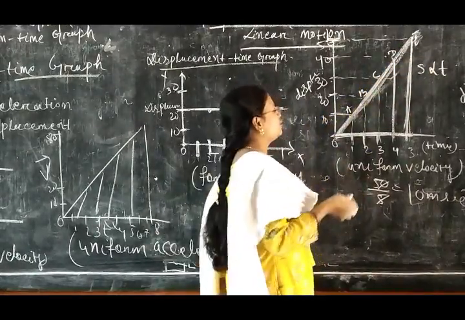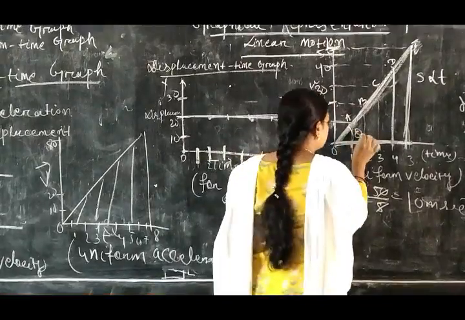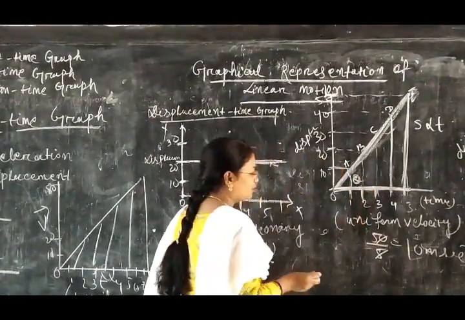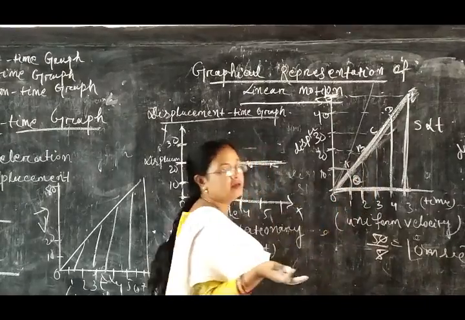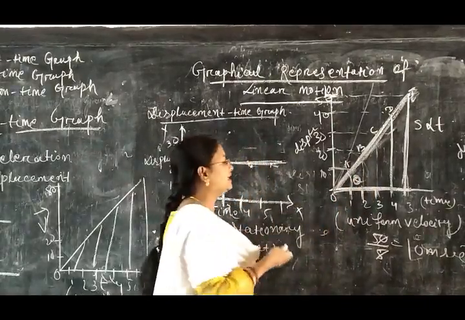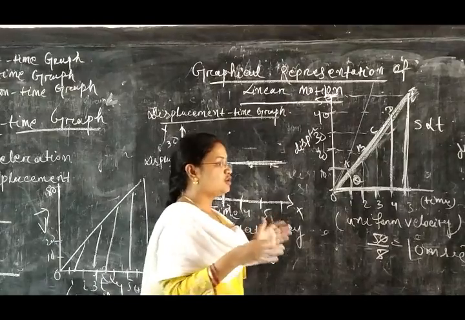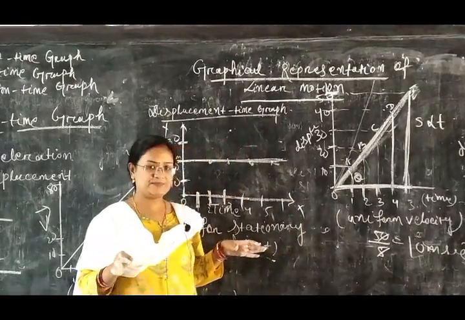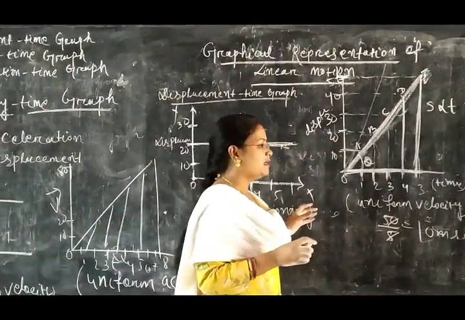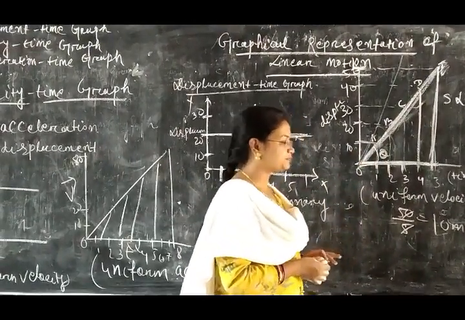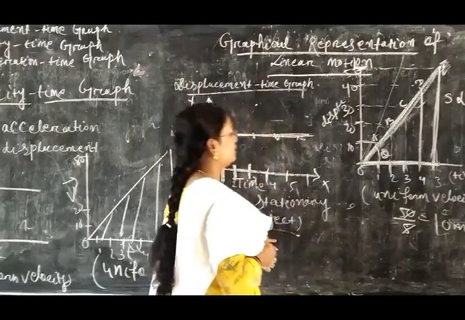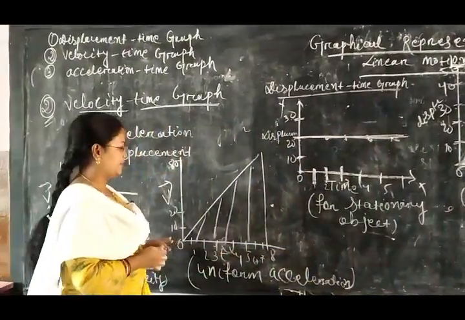Actually the slope also depends on this angle. This angle is denoted by theta. If this angle is more, then the slope will also be more. These things you will read in maths, that theta, slope, tangent, tan theta. Okay, these things you will calculate. But if this angle is more, then the slope will be more. Okay, this is all about your displacement time graph.